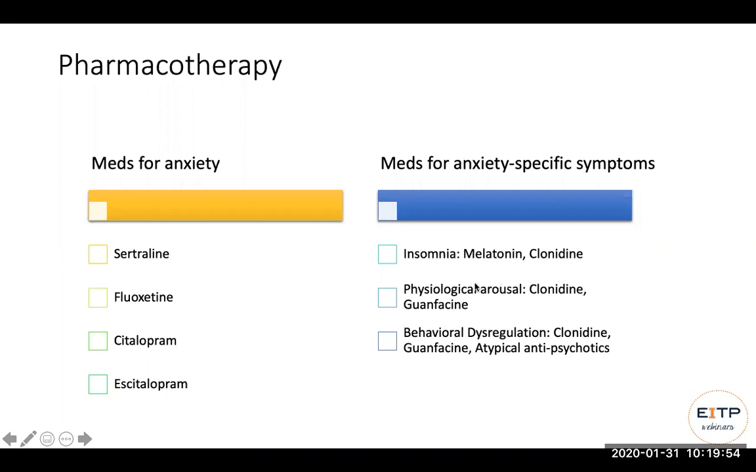You can look at physiological arousal. A lot of kids with autism that have anxiety are very dysregulated and have a lot of arousal. So you can do guanfacine. And sometimes there can be behavioral dysregulation. You can try clonidine and guanfacine, but eventually, particularly if these kids have significant dysregulation and self-injury behavior, and they are making life very disruptive for everybody and for themselves, you may have to consider what I call the next option, which is trying something like Risperdal or Abilify.